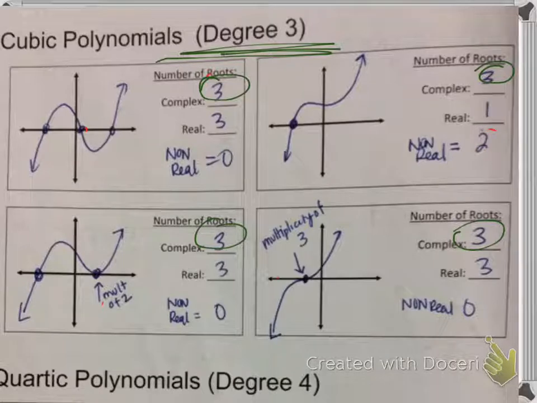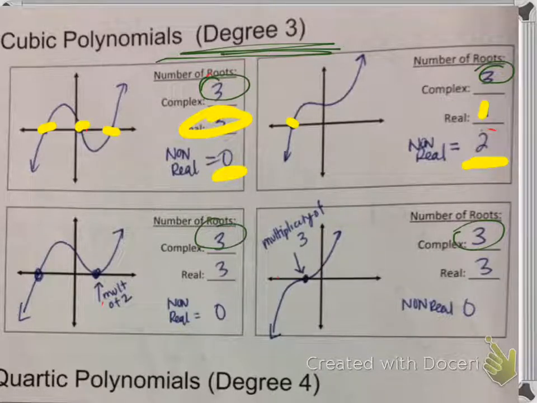Our real solutions come from where our graph touches or crosses the x-axis. My graph touches 3 times right here, which means it has 3 real. And then I would have 0 non-real because they have to add up to be 3. Right here, though, where my graph touches only once, that means I have 1 real, but I have to have 3 solutions altogether because the degree is 3, which means I have 2 non-real solutions.